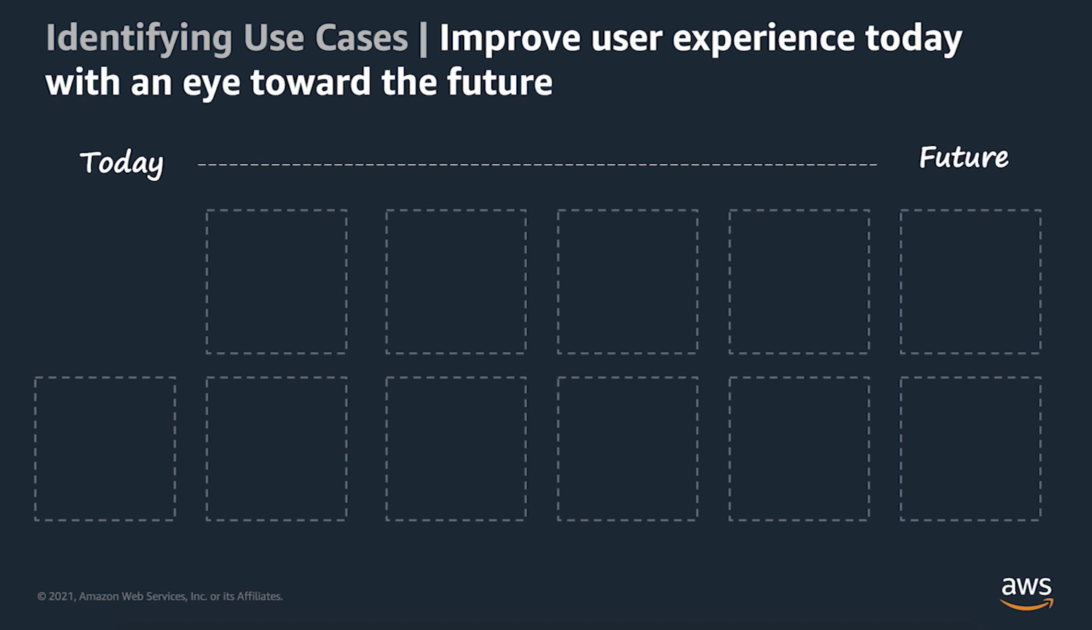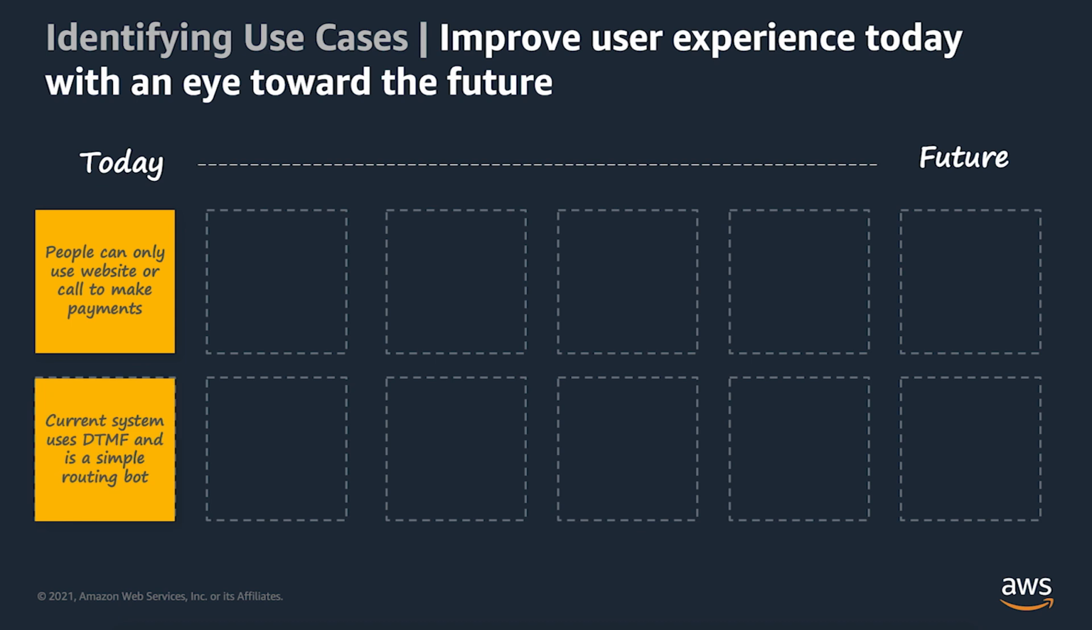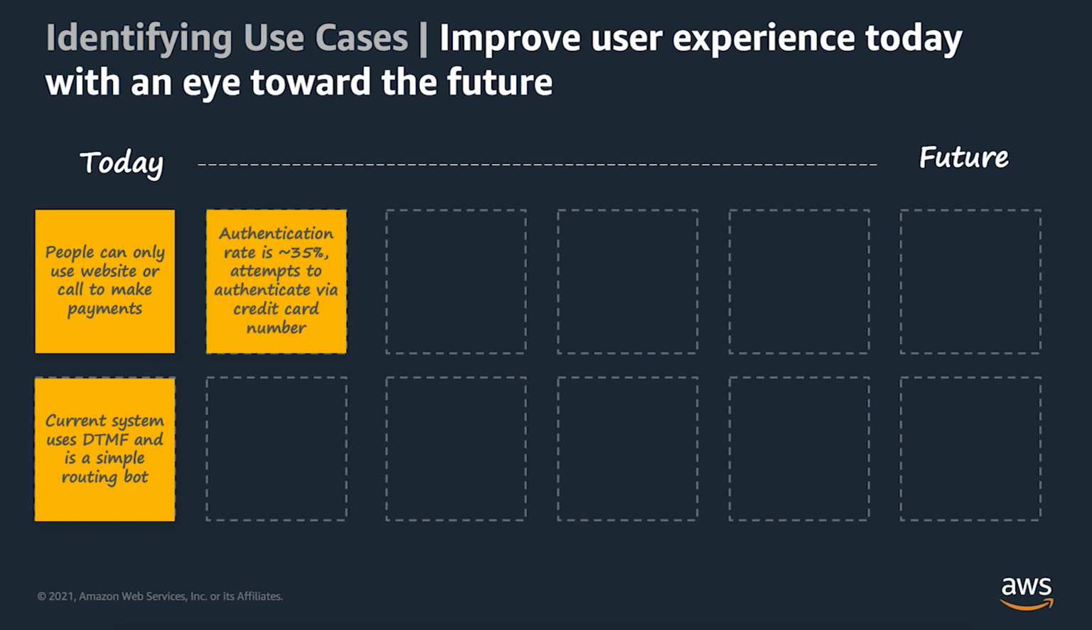Well, today, in terms of self-service, our customers can only use the website to make payments, or they can call and they can speak to an agent. But our current IVR system is only using DTMF, and it's just a routing bot. There's not really any self-service built into that. And unfortunately, our authentication rate is only about 35%. And we try to use their credit card number that is associated with our bank that we've issued to do that authentication.